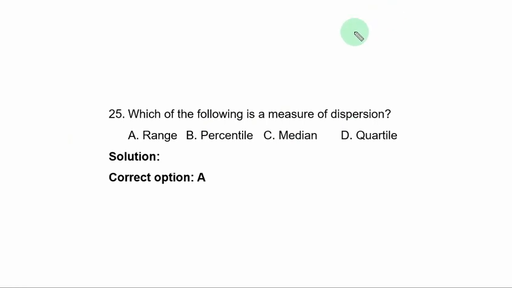Question 25. Which of the following is a measure of dispersion? The answer is A, that is range. Now, median is a measure of central tendency or location. You use median to estimate the quartile and percentile. So you have range as a measure of dispersion.